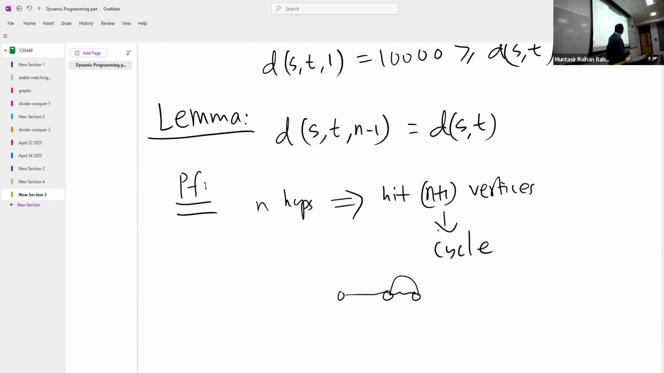And then basically you can remove this cycle, and then you can decrease the length. So that means that you don't need n hops. You can do less than n hops. N minus 1 is the maximum hop length. If you have n minus 1 hops, that means you're going to traverse at most n vertices, so there won't be cycles. Okay, so that's the idea. I didn't go through the full proof, but that's the rough idea.